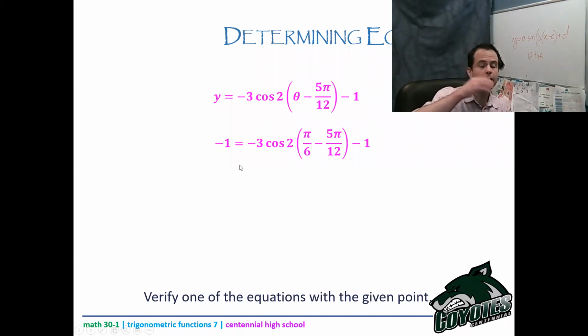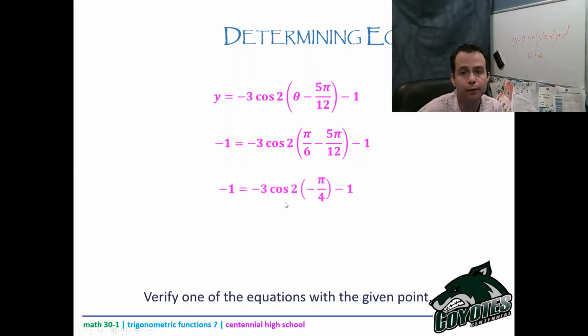So pi over 6 is like 2 pi over 12. 2 pi over 12 minus 5 pi over 12 would give you negative 3 pi over 12, and that reduces to negative pi over 4. Now, let's multiply the 2 now. So we've got 2 times negative pi over 4. That's going to give me negative pi over 2.